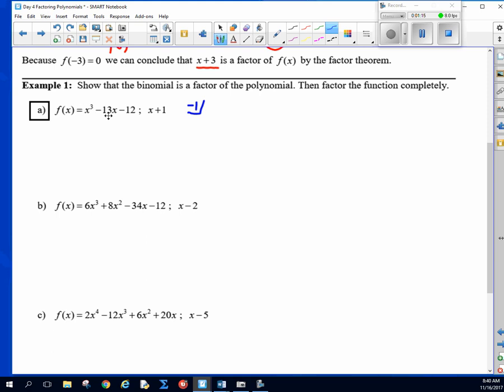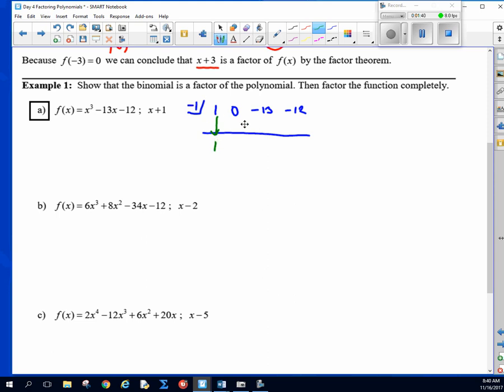My coefficient for x cubed is 1. My coefficient for x squared is 0. My coefficient for x is negative 13. And my coefficient for the constant is negative 12. I am then going to draw my line, and I'm going to drop down my leading coefficient.